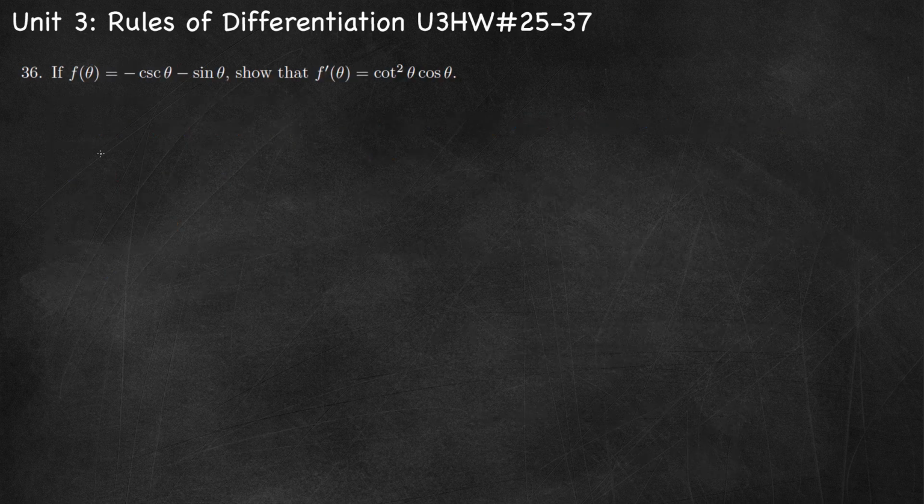36. If f of theta equals negative cosecant theta minus sine theta, show that f prime theta equals cotangent squared theta cosine theta. Now, if you've memorized the derivative of cosecant theta, this would be a shorter problem for you. If you've not memorized the derivative of cosecant theta, we can still get it using the quotient rule.